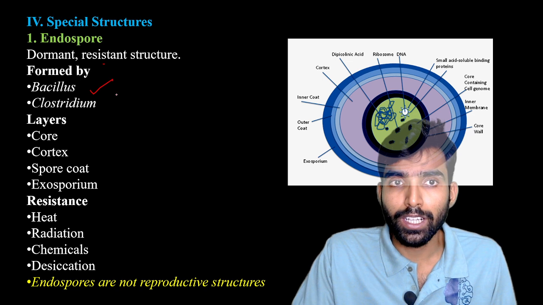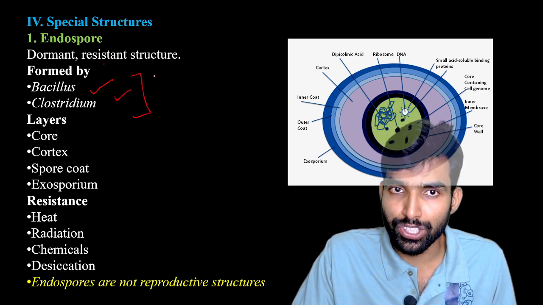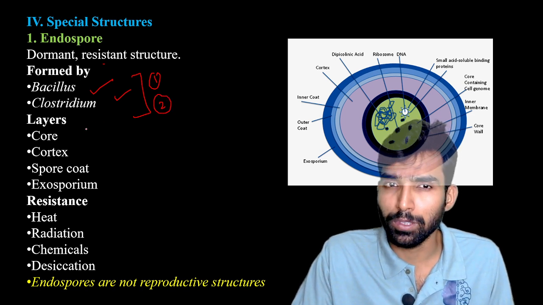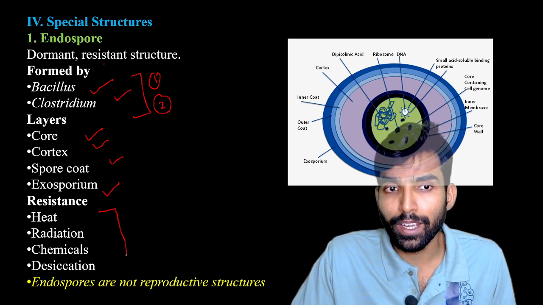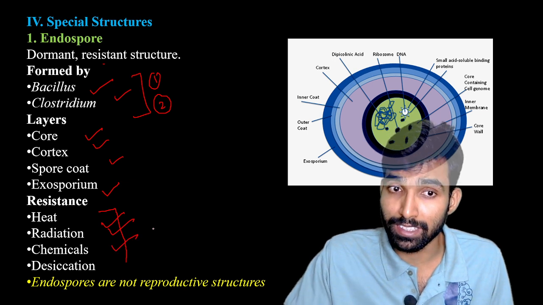So it is mostly formed by two genera of bacteria. One is Bacillus and another is Clostridium. Please remember Bacillus and Clostridium. Okay, so there are a few layers: there is a core, cortex, spore coat, and exosporium. Right. So mostly they provide resistance to heat, radiation, chemicals, as well as desiccation.